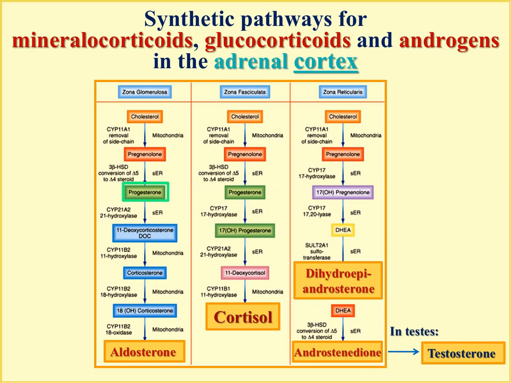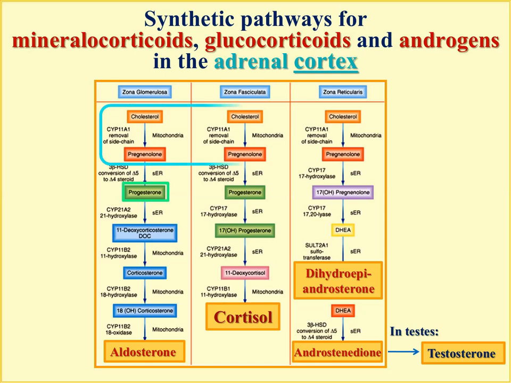And one more thing to mention, that the 3 zones are regulated differently: the fasciculate zone and reticular zone, both these 2, second and third, are regulated by ACTH action, adrenocorticotropic hormone. And this hormone stimulates production of cortisol mostly, and a little bit it stimulates reticular zone androgens production. And ACTH does not stimulate secretion of aldosterone.